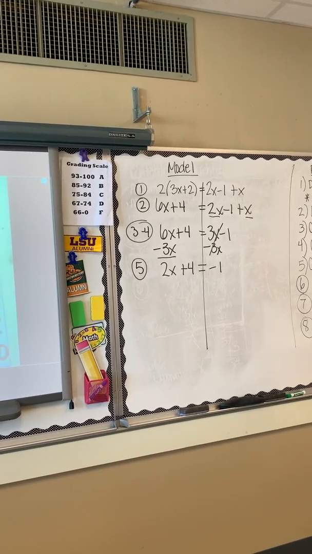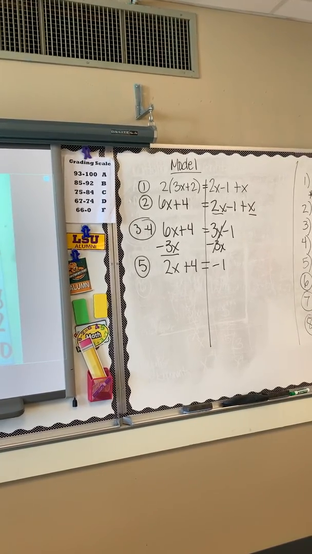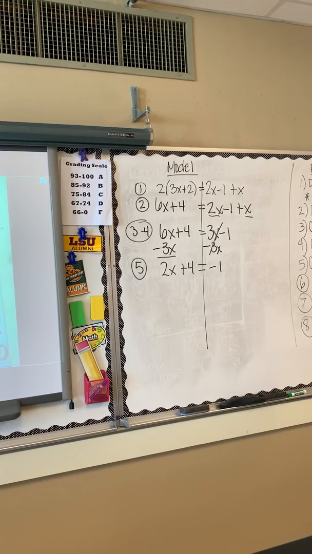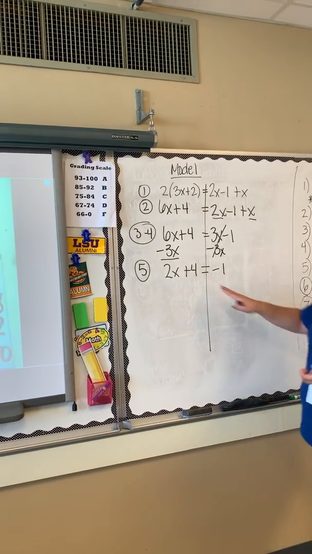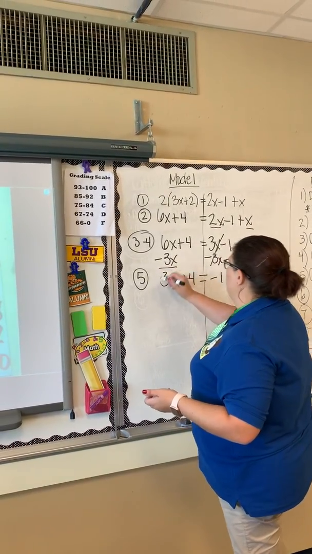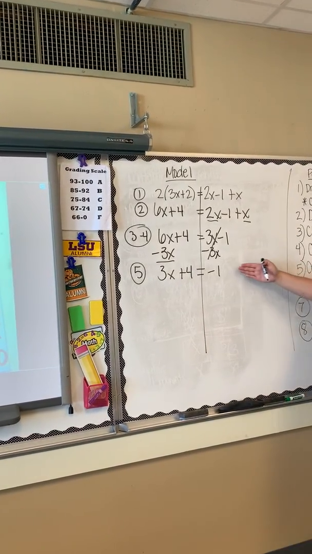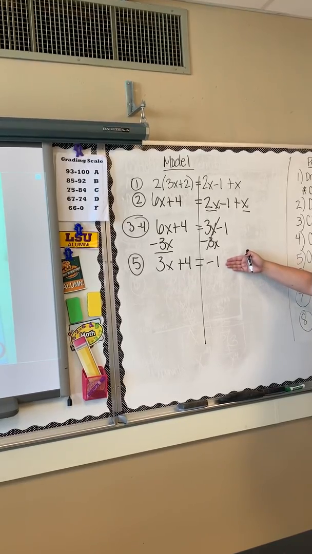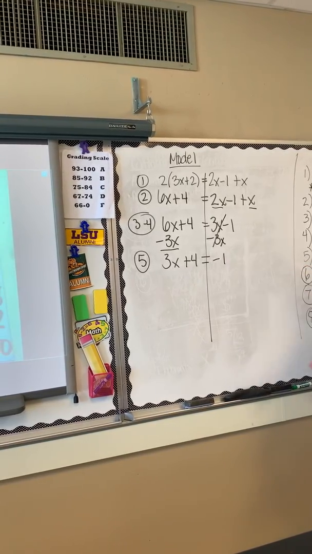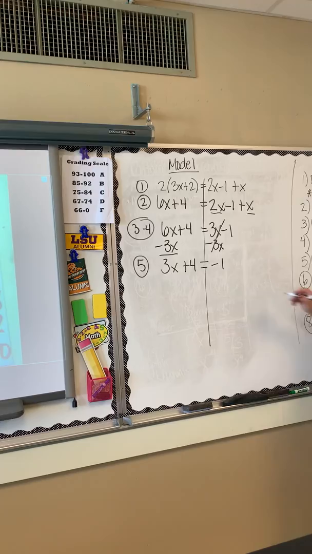Now I've got all the variables together. I've cleaned it up. I did distributive property. I've done all I can. Now it's a 2-stepper. At this point, it's a 7th grade problem. So what do I do? I undo addition and subtraction.